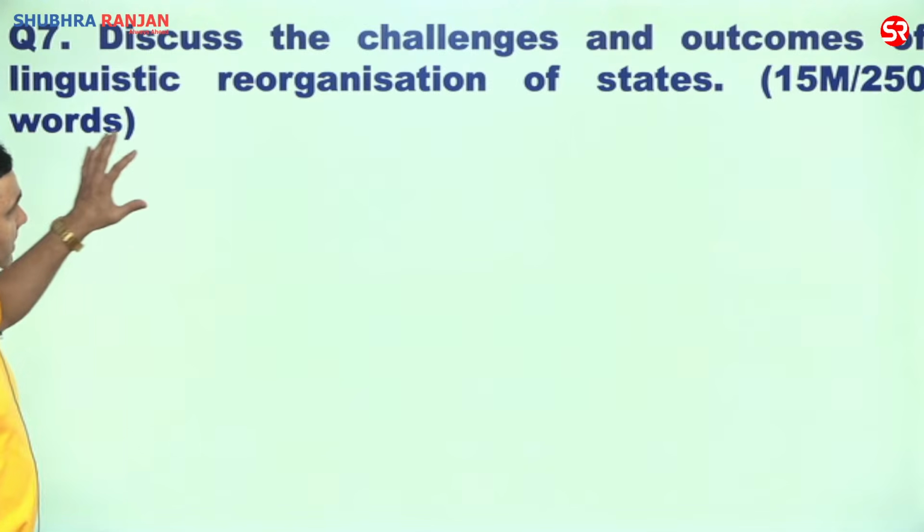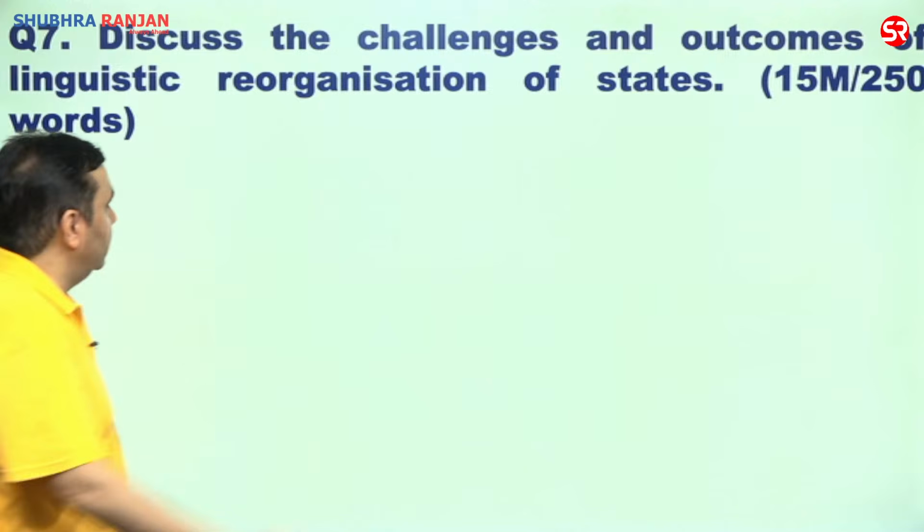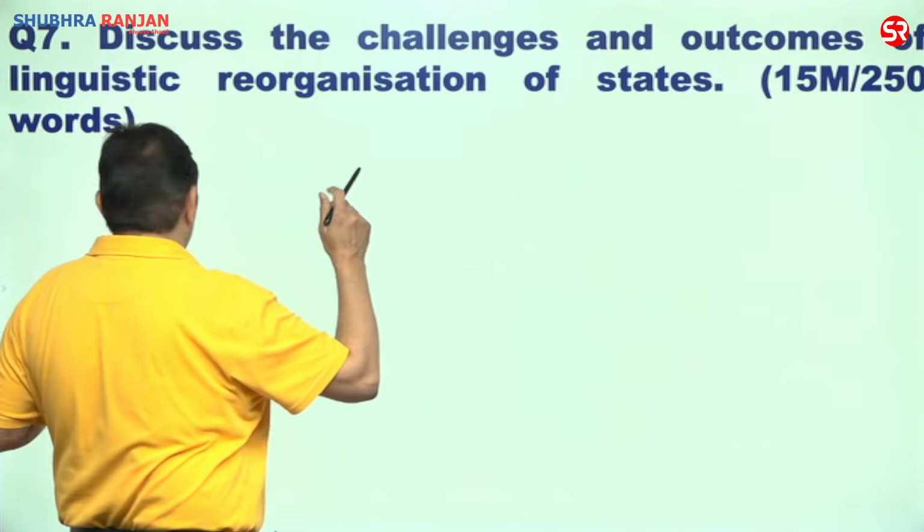Question number 7, discuss the challenges and outcomes of linguistic reorganization. Linguistic reorganization was carried out through the 7th Constitution Amendment Act in 1956.